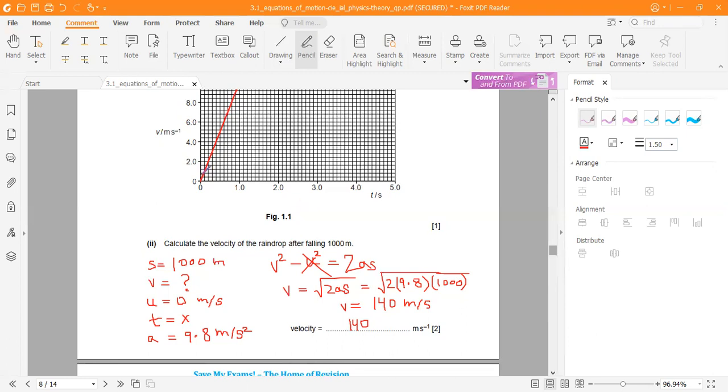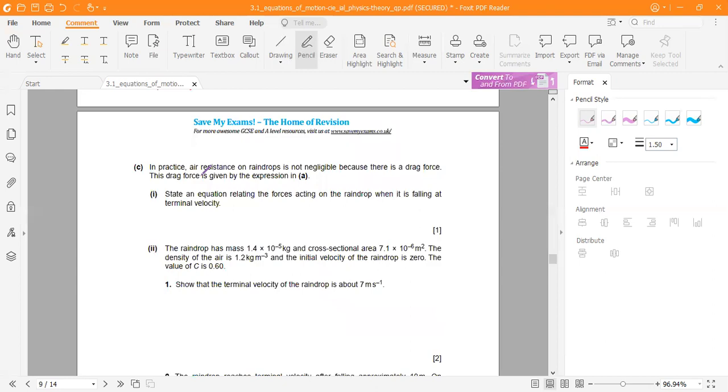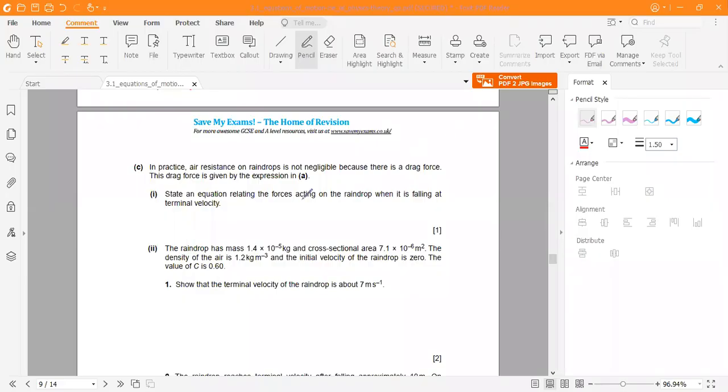Now they're saying in practice, air resistance on raindrops is not negligible because there is a drag force. The drag force is given by the expression in air. So they're saying that in reality there is obviously a drag force. Like there are air particles that collide with these water molecules and they push them upwards. So as I was saying, basically there is a drag force.